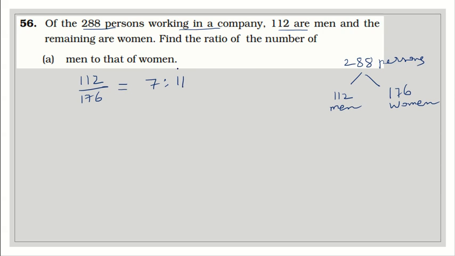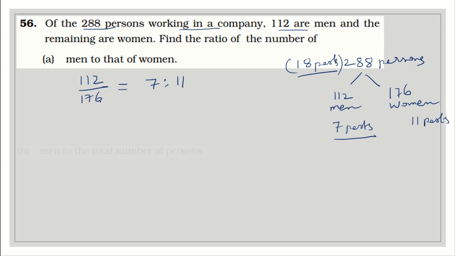Now watch it here, 7 is to 11, the 11 is the women. That means this became 7 parts and this became 11 parts. Now tell me how many parts will be these 288 persons? Definitely the sum of these, it is 18 parts, correct? So 18 parts will be the 288 people, because it is the sum of the 7 parts and 11 parts.